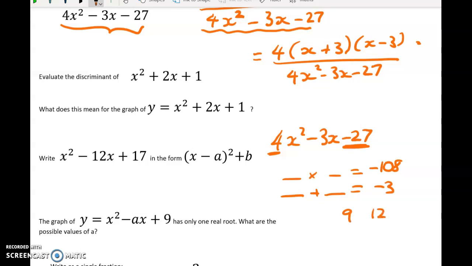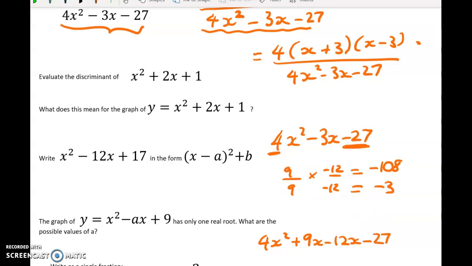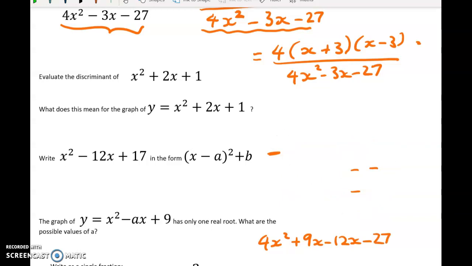9 12s are 108. We want them adding to negative 3, so we'll make the 12 the negative of the two numbers. So that's how we're going to split up the negative 3x. Right, we've got 9 and negative 12. So we have 4x squared plus 9x minus 12x minus 27, or you could do it the other way around. They're both fine.